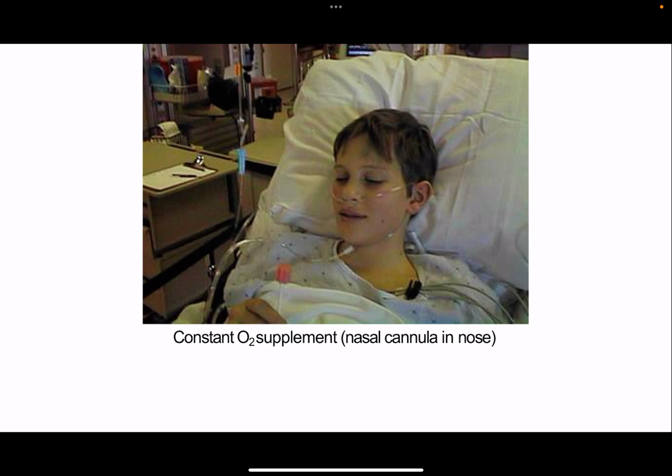So maybe not 160, maybe it's greater than that, at 200. And so now there's a greater difference between what's coming in and what's in the blood, and oxygen is going to want to move a lot faster. So that can help with gas exchange.